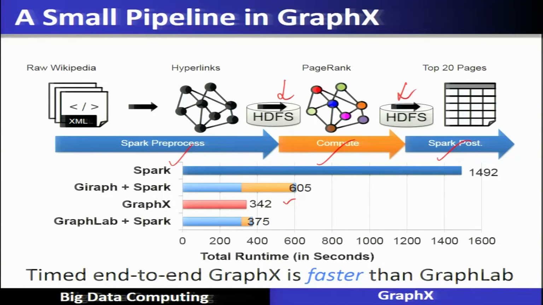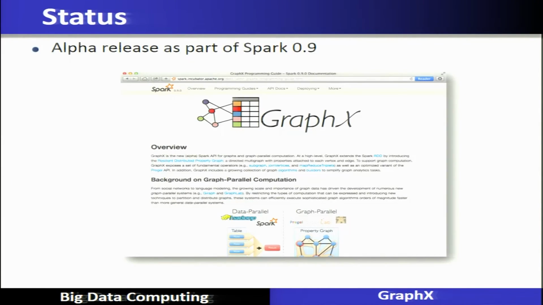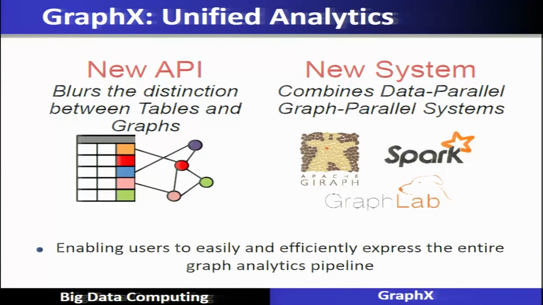This is due to the fact that we have already seen it has a unified view of tables and graphs, which is supported in GraphX. Therefore, the GraphX stack has these features. That means it has these different lines of code written above Spark, and different algorithms are available either through the Pregel or GraphLab APIs, or directly as the libraries of GraphX. Here we have discussed GraphX, which is an alpha release, part of Spark 0.9.